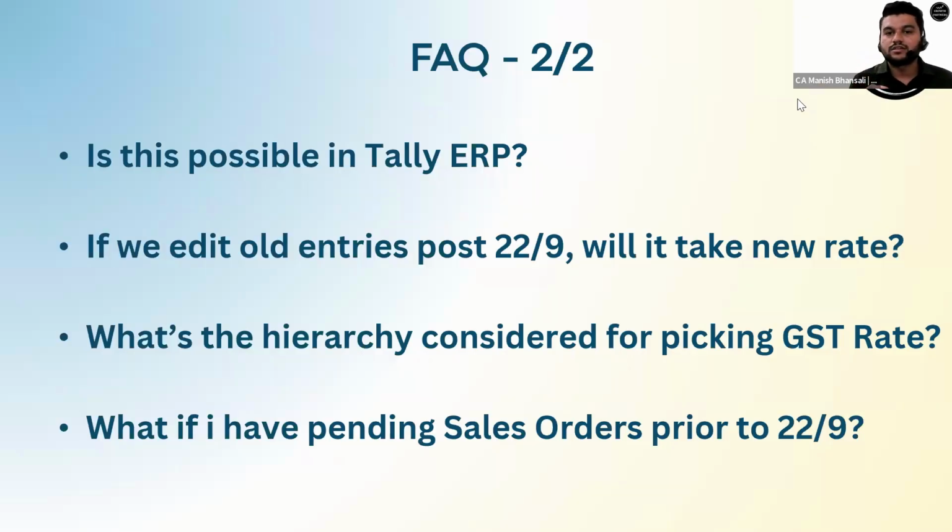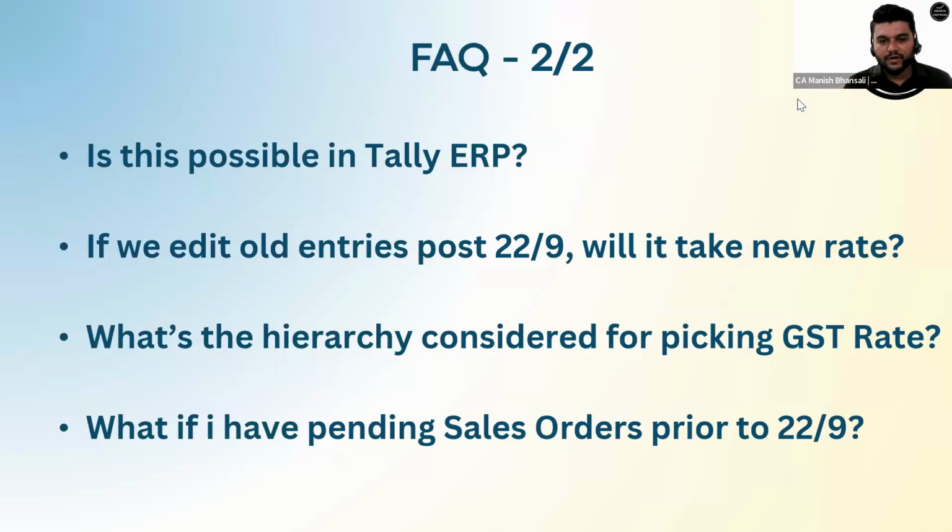So for something like this, you will have to either pass an entry on 21st of September, or if you choose to pass an entry on 22nd of September, you'll have to make changes in that particular voucher by going to F12. But Tally per se does not understand time of supply and place of supply. So this exact query will not be covered through this effective date formula that Tally has built.